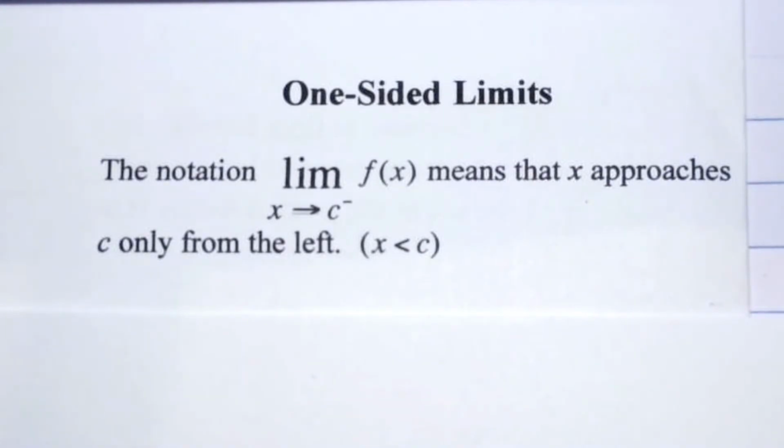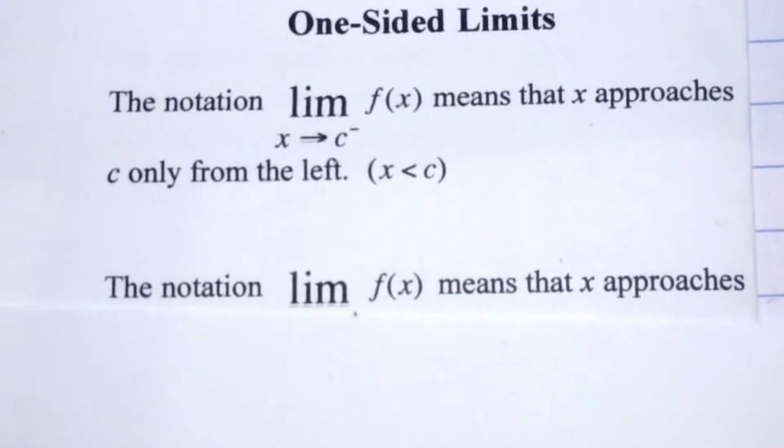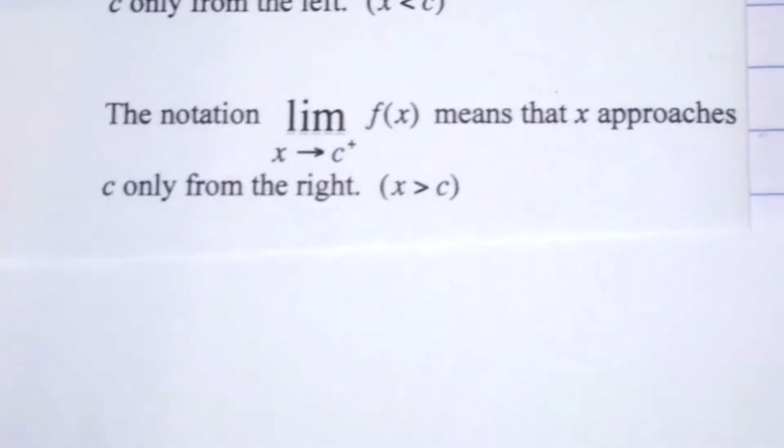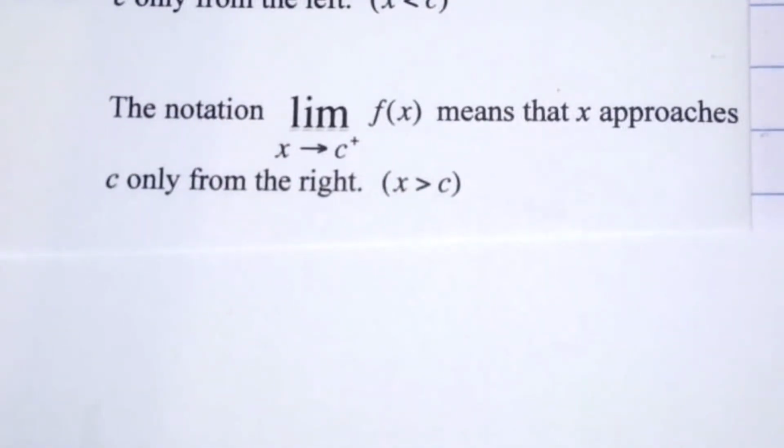So this notation, the limit of f of x as x approaches c, but there's a superscript of a minus up there, indicates that we're talking about values of x less than c. And so we're talking about, in this case, the limit from the left. Now, if we want to talk about the limit from the right, then we're talking about values of x bigger than c, on the right side of c. And so we use this notation where we have a superscript of plus on the c. So the plus again indicates we're talking about values of x bigger than c, the minus indicates we're talking about values of x smaller than c.